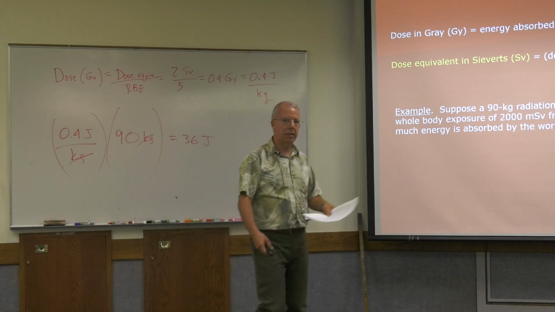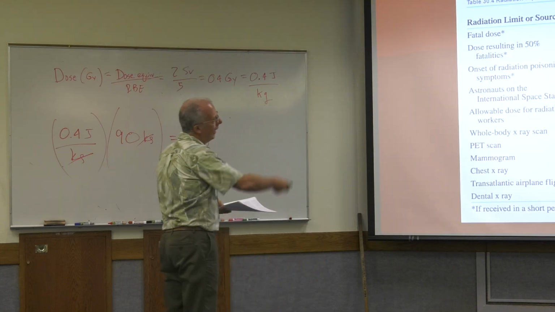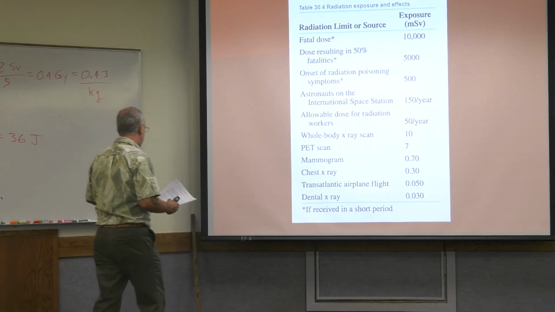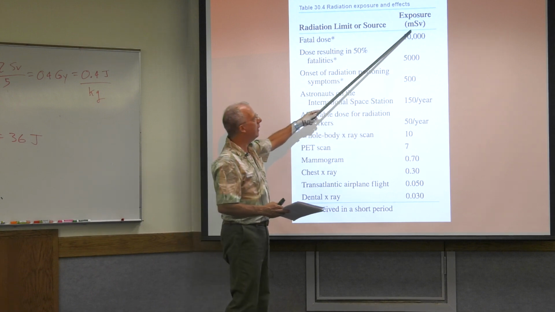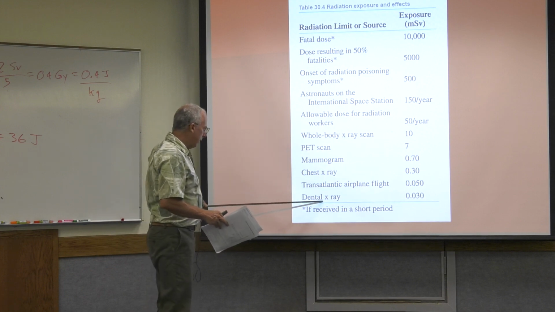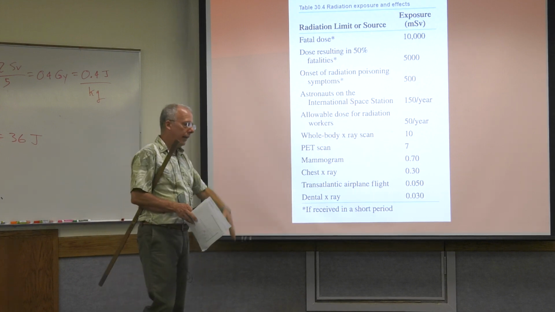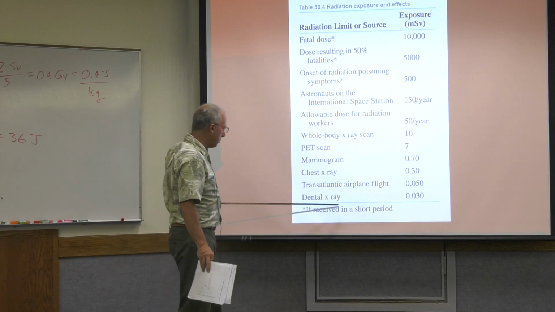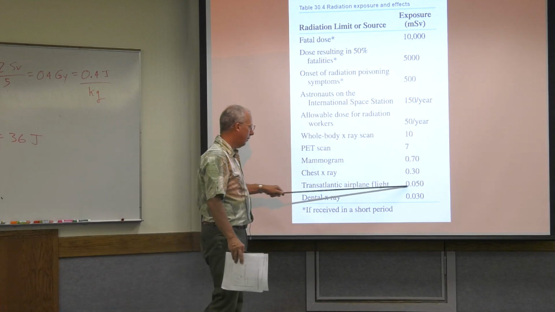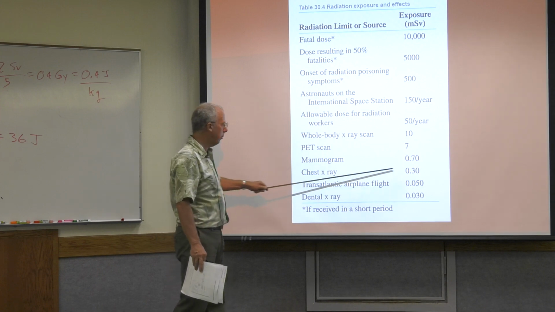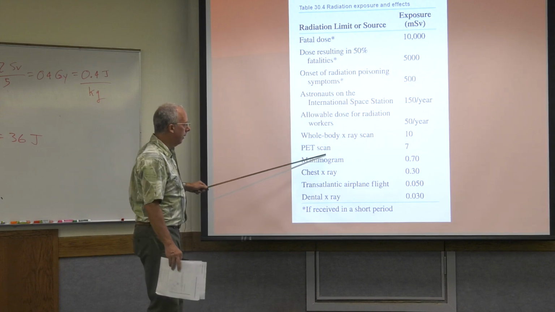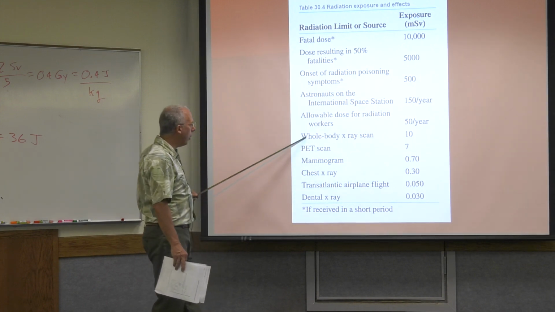Now, the question, of course, is he going to live or is he going to die? Well, let's look at this. Radiation exposure and effects. And you notice again, exposures in millisieverts. When you get a dental x-ray, maybe that's why they put that lead apron on you, you're still getting exposed 0.03 millisieverts, not a whole lot. Transatlantic airplane flight, 0.05. Chest x-ray, 0.3. Mammogram, 0.7. PET scan, 7. Whole body x-ray, 10.